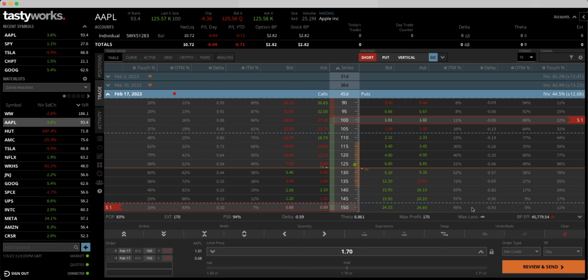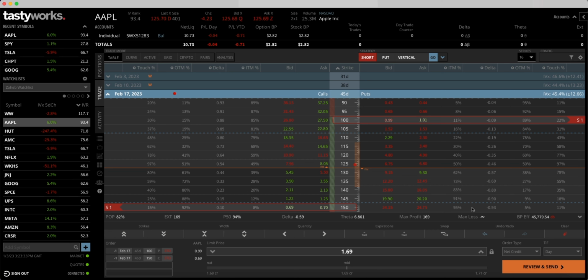Max loss is infinite because, with Apple, I could get assigned these options, or Apple could go to zero, all these other different things in there. But this is where a lot of people get hung up on the max loss, right? I could lose potentially 10 to 15 grand on this trade for $170 odd.